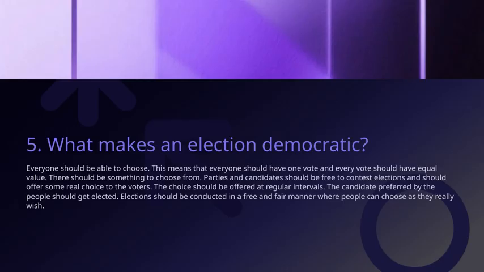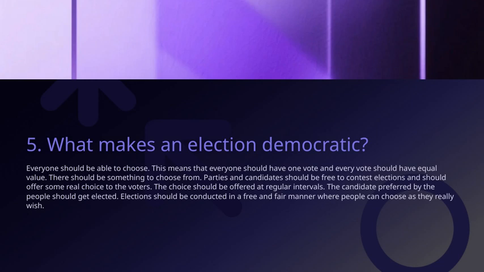This means that each person gets one vote, and importantly, every vote should carry the same weight. Equality is key here. There also needs to be real options to choose from. It's not enough to just have votes. Candidates and political parties must be free to participate and contest in elections. They should offer genuine choices so voters can make informed decisions.